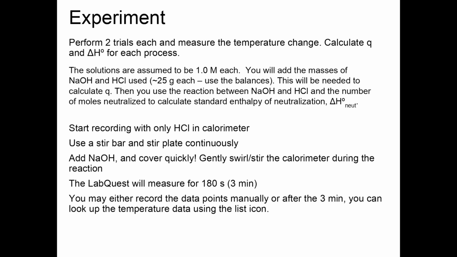So the experiment that we did is we performed 2 trials of measuring the temperature change of that combination of those solutions, and we calculated Q and ΔH from the process. We are assuming that the solutions are 1 molar each, which is going to be helpful for your calculations as well. And you're going to use the mass of each solution to determine the total mass of what you're using, the mass of the water that you've made. And we're going to calculate everything.